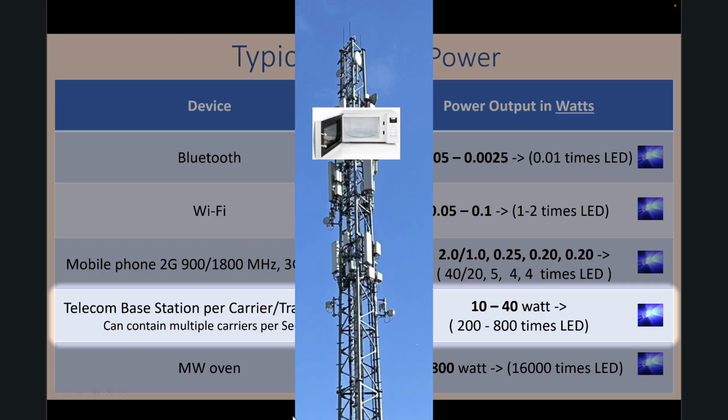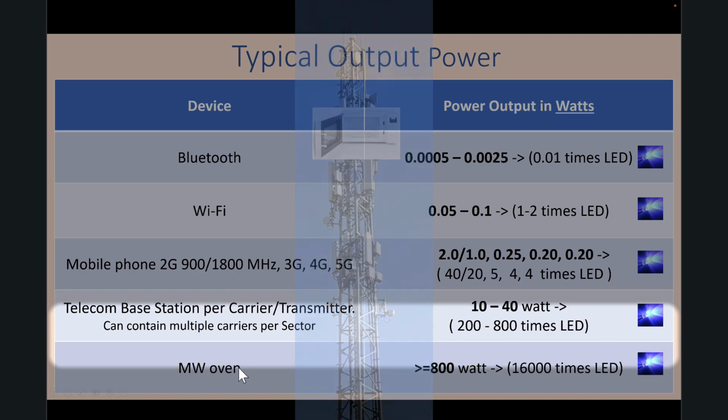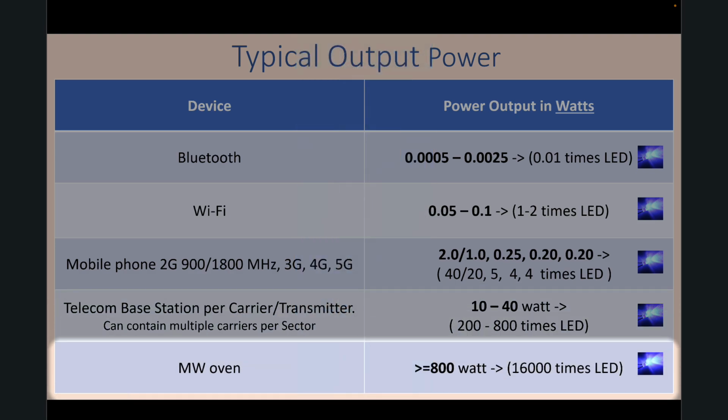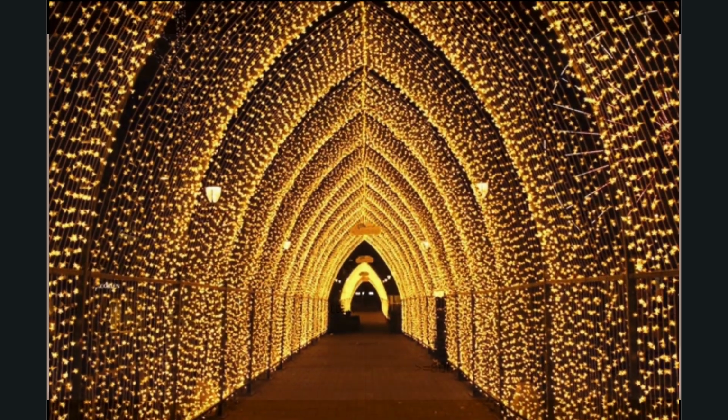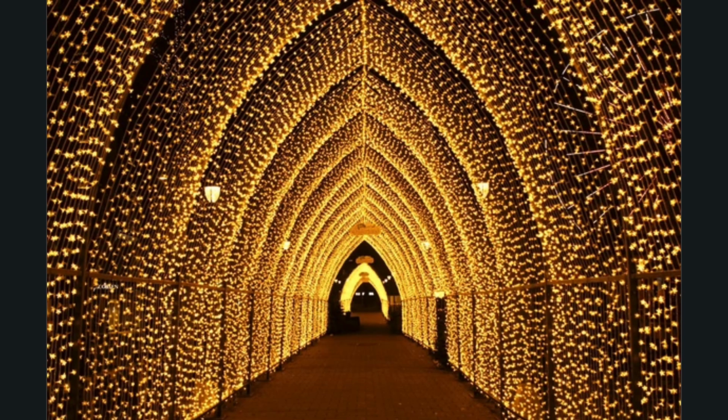Because the next item in the list is a microwave oven, which typically has an output power of 800 watts or more. And these 800 watts of power is like 16,000 pieces of that blue LED lights. Just imagine 16,000 concurrently operating LEDs.